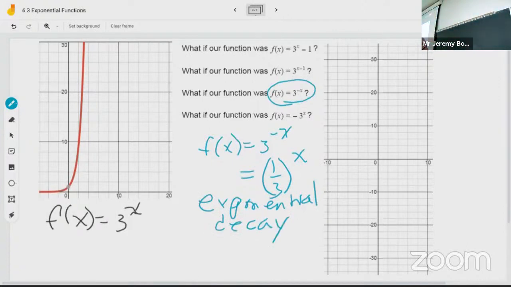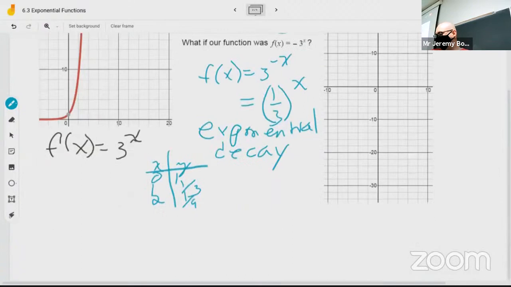And we can do some values, see what it's going to be. If you put a 0, it's still going to be 1 there. We put a 1, it's going to be 1/3. 2 would be 1/9. If we put a negative 1, that's when it's going to be 3. Negative 2 would be 9. Negative 3 would be 27.